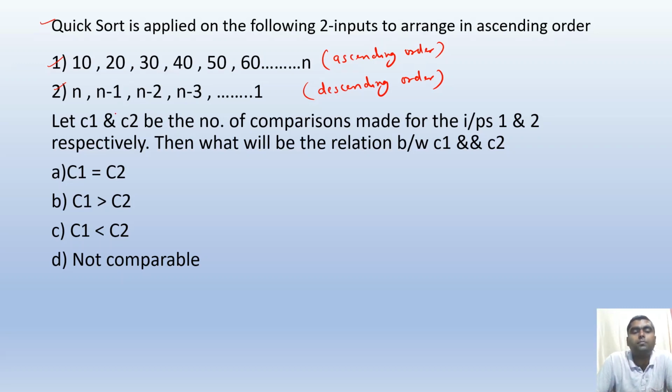So that kind of phenomenon is there. Ultimately there is no change in the comparisons. Both will compare the same number of times. So finally we can say that there is always C1 equals C2 because the number of comparisons is the same.